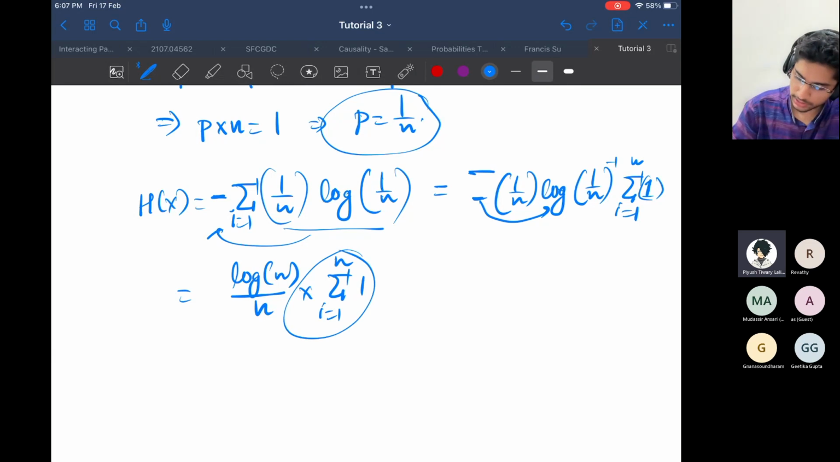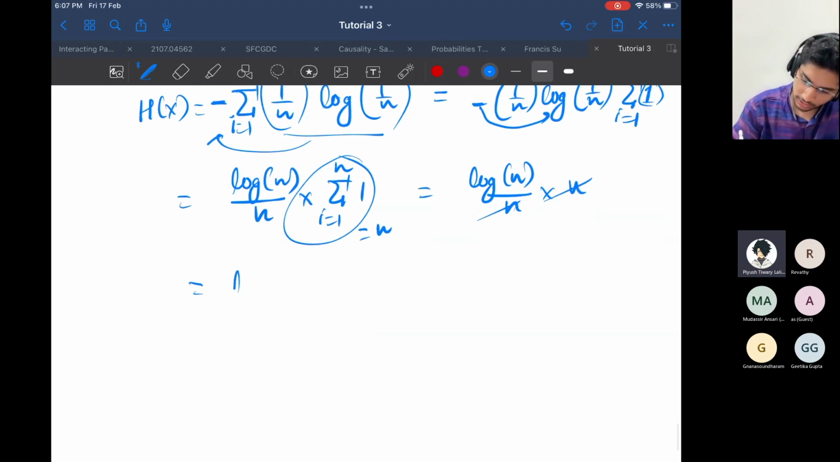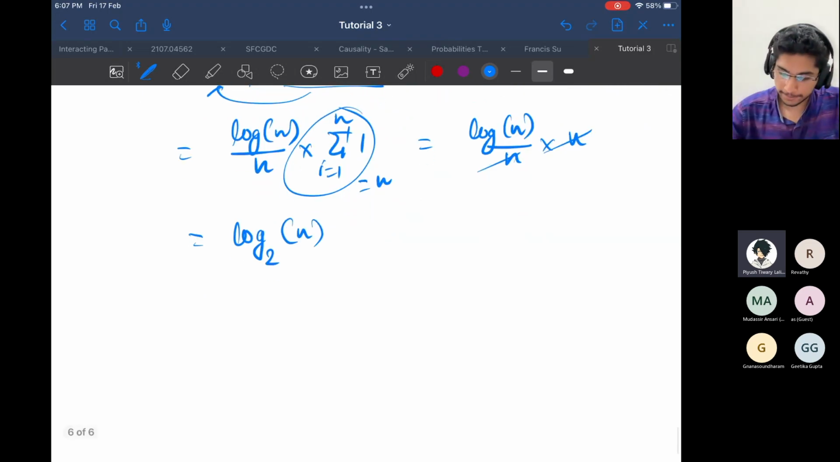What is this value equal to? This value is equal to n, right? So you are adding 1 n times. So let's say n is equal to 2, 1 plus 1, what will it be? 2. If n is 3, 1 plus 1 plus 1 equal to 3. I hope that is clear. So this will be log of n by n into n. This will get cancelled. This is what? Log. We are given that the base of log is 2, and that is log 2 of n. So now this is the thing, okay?